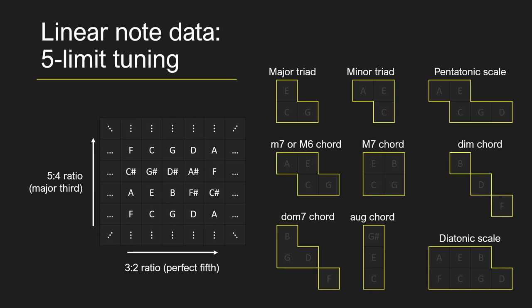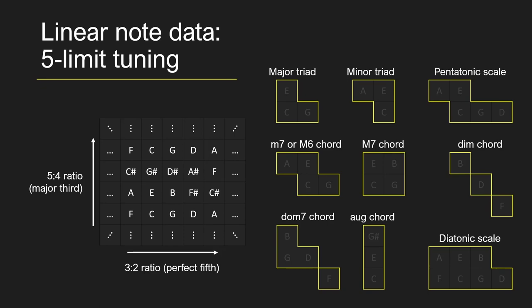The key thing here is that all these different chords and scales make this kind of funny looking Tetris block shape on the tonnetz. And the critical thing is that it really doesn't matter if it's a C major or a G major triad, or a minor seventh chord. A minor seventh chord will always make the same Tetris shape on this tonnetz.